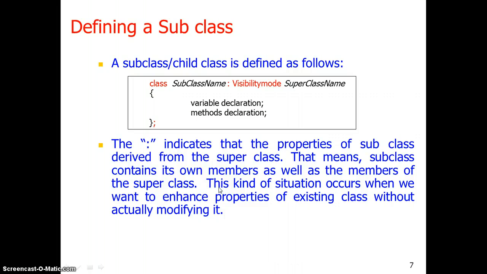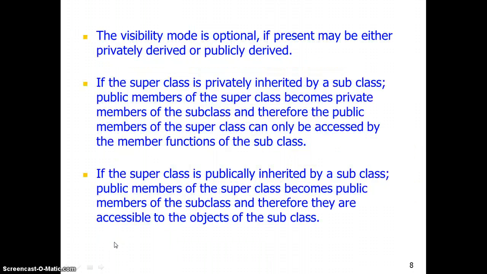This kind of situation occurs when we want to enhance the properties of an existing class without actually modifying it. So we do not need to modify the superclass properties. We can use the properties of the superclass in the subclass which is derived. The visibility mode is optional; if present, it may be either privately derived or publicly derived.